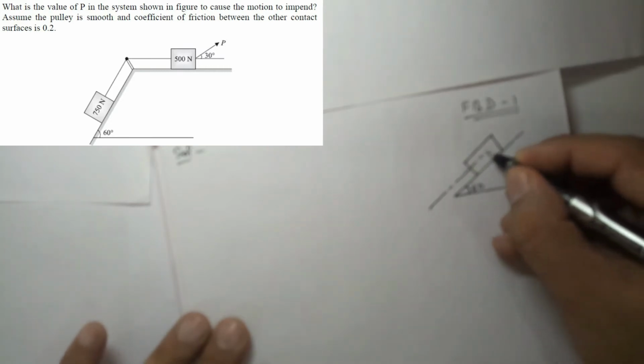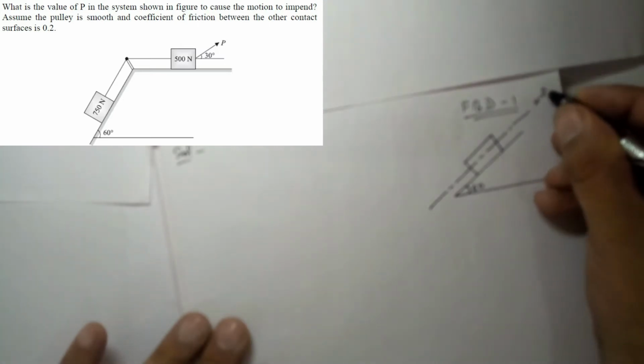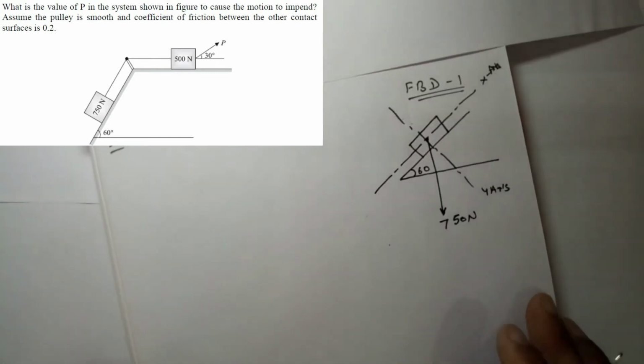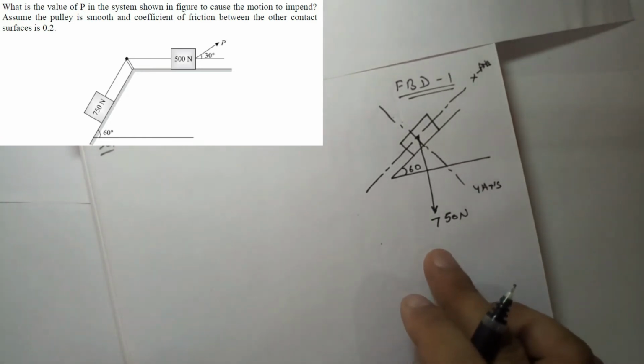I have told you there are three rules. First, the object should be drawn in the free body diagram the same as the inclined surface. Second, the x-axis will be along the inclined surface and the y-axis will be perpendicular to the x-axis. Now it has one weight. It is given as 750 Newton, and we know that weight always acts downward. So this is 750 Newton.